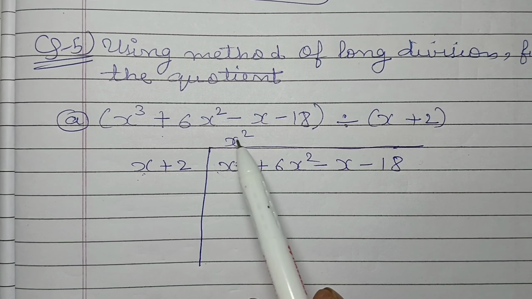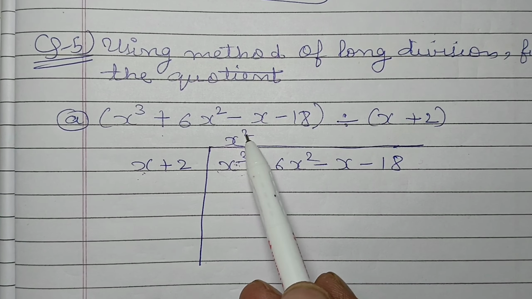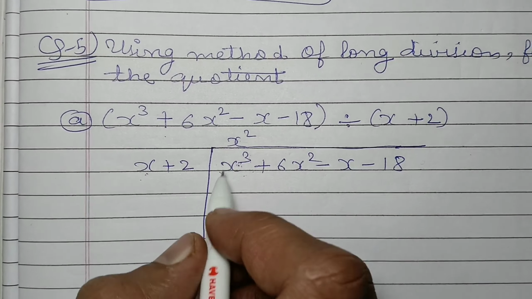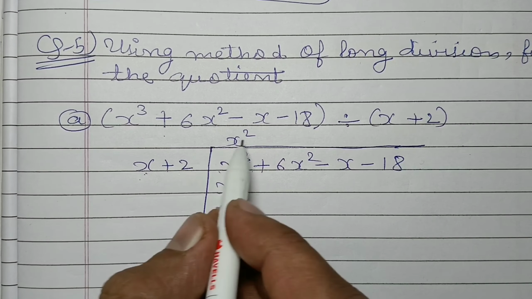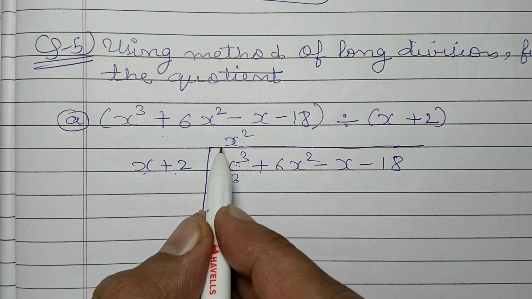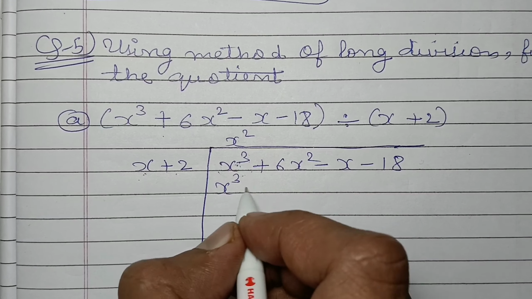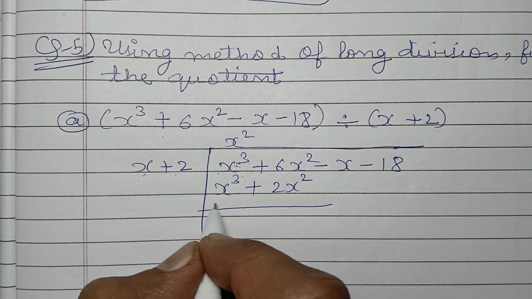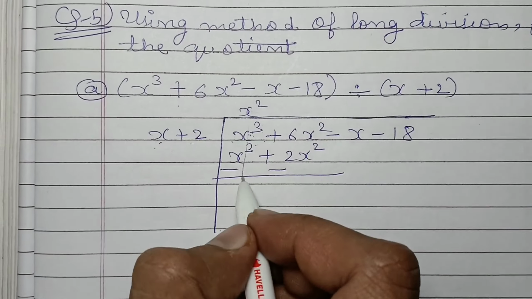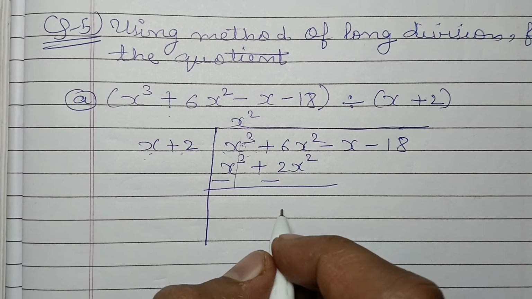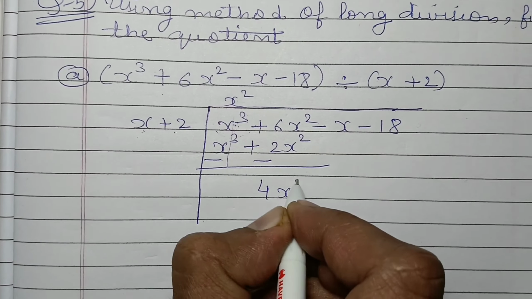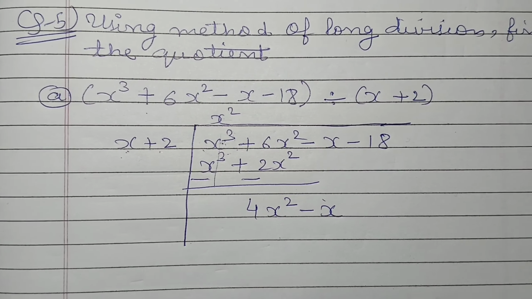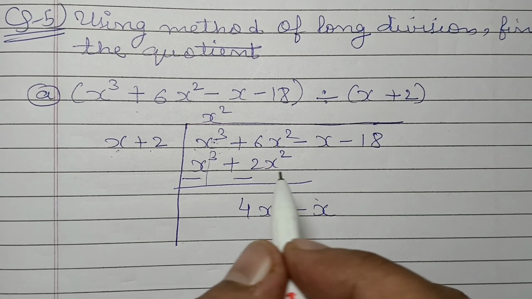Now I have to multiply x square with both the terms. First I multiply x square with x, so I get x cube. Then I multiply with plus 2, so I get 2x square. Now I have to subtract these. Here 6 minus 2x square gives me 4x square. Now minus x I'll take down.